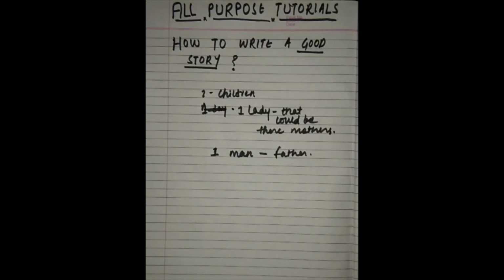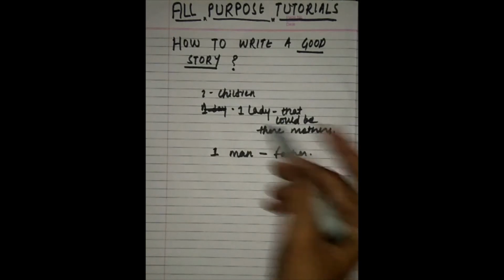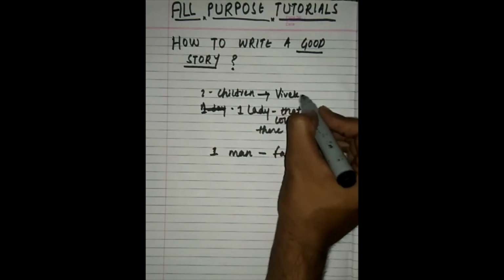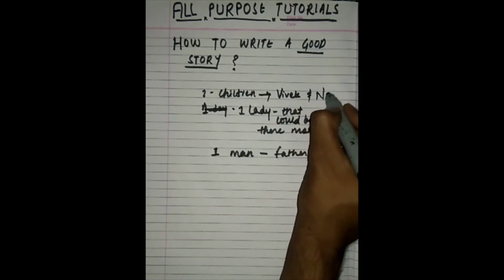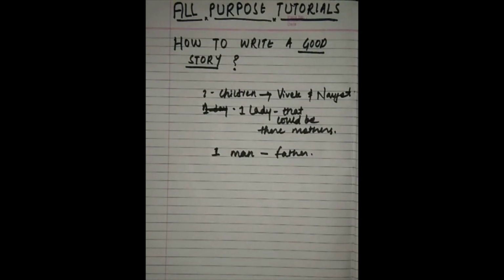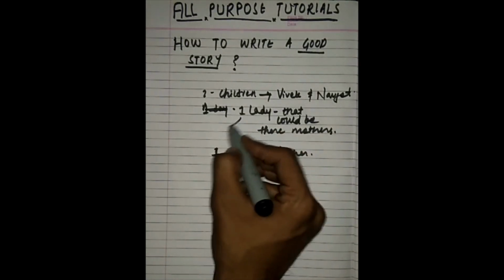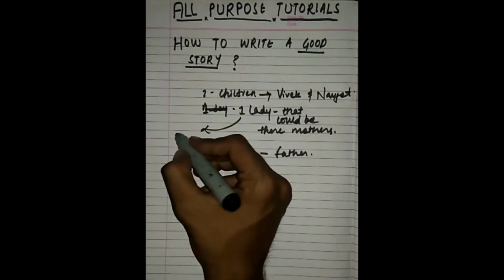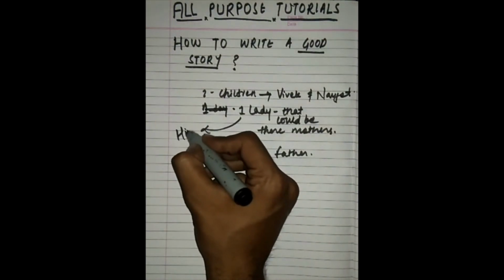Now name the characters. If we name the two children Navjot and Vivek, so the names of these children are now Vivek and Navjot. And there is one lady, so we can name her Himanshi.